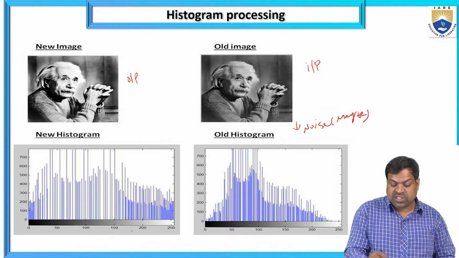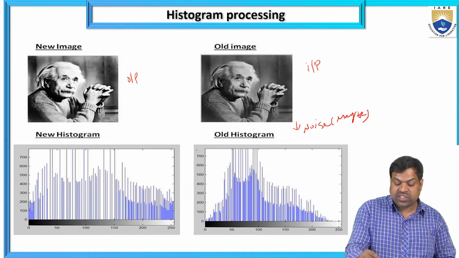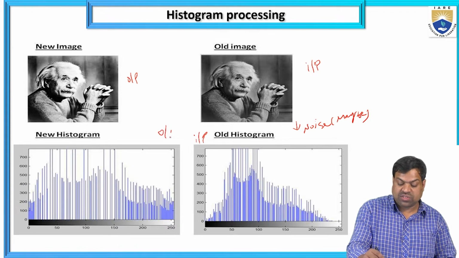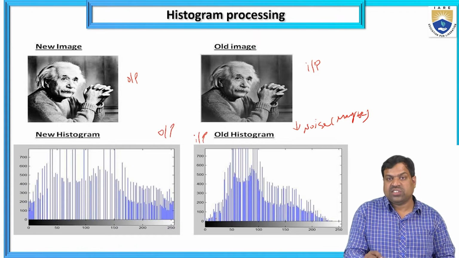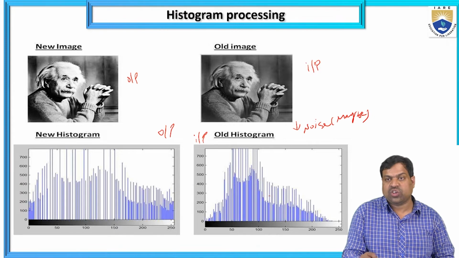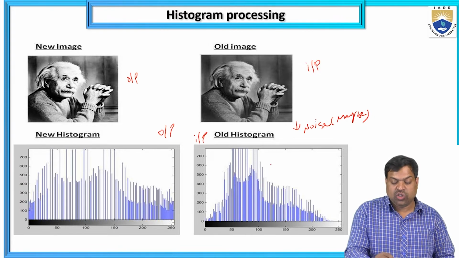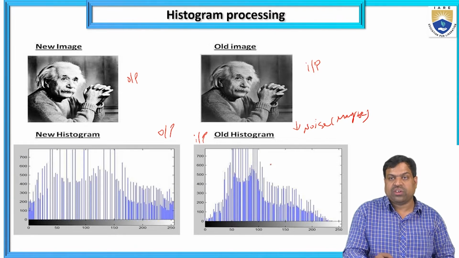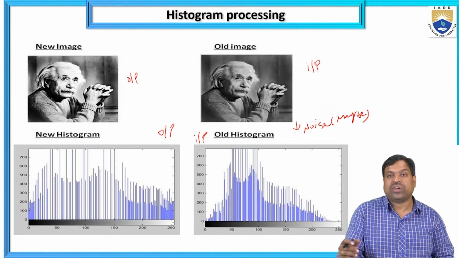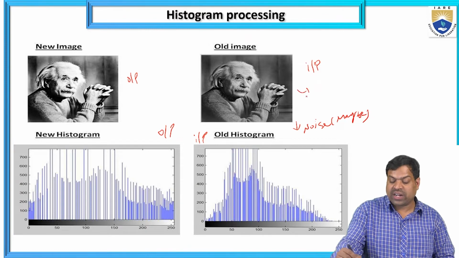You have to compare these intensity values. Is there any change? Yes, the changes are there in the histogram process, which means some noise has occurred. So in the new image, I am removing some noise. What am I doing here? I am adjusting the contrast. Here the black levels are high.